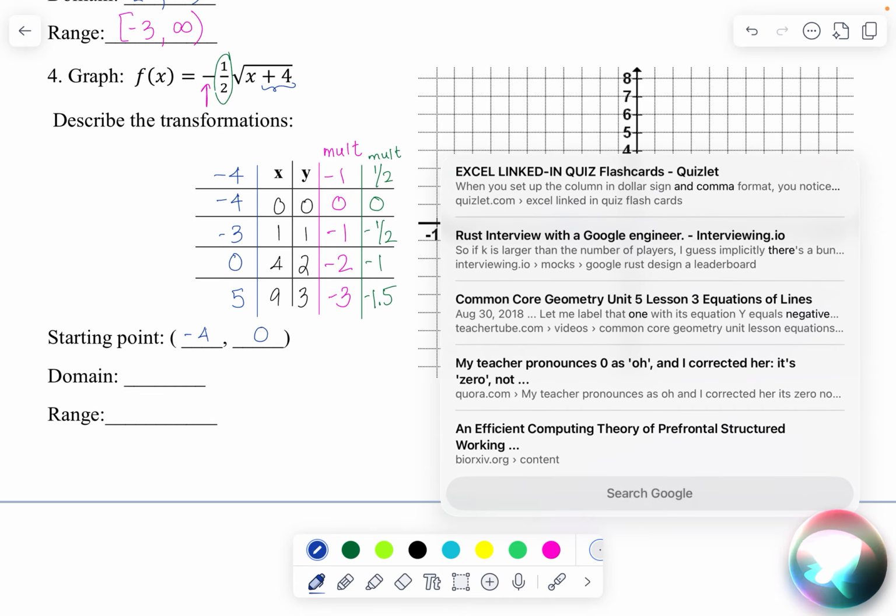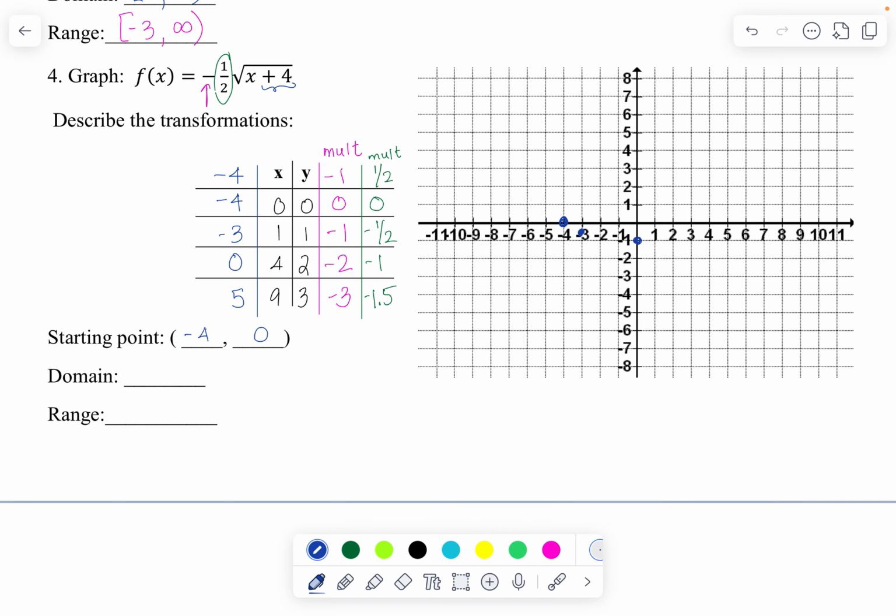Now, your objective here is to go back and make sure you describe the transformations in words for numbers 4, 3, and 2. We did 2 together. Did we do 1 together? Yes, we did 1 and 2 together, so you need to do 3 and 4.